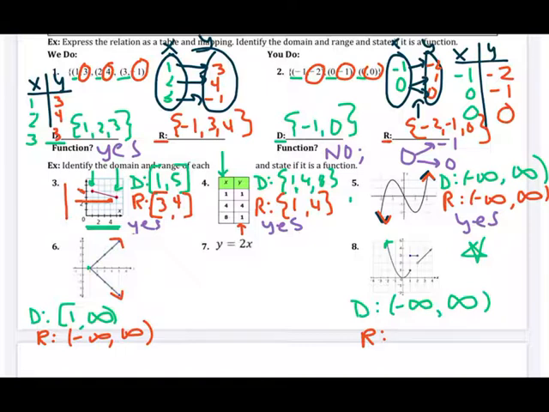The range, it's definitely going up forever. It's going up forever there and up forever there. Looking at this one, it's going from 0 up forever. Does this graph ever go below 0? No, there's no y values underneath the x-axis. So this is going from 0 up forever, and it does look like it touches 0, so we're going to put a square bracket there.